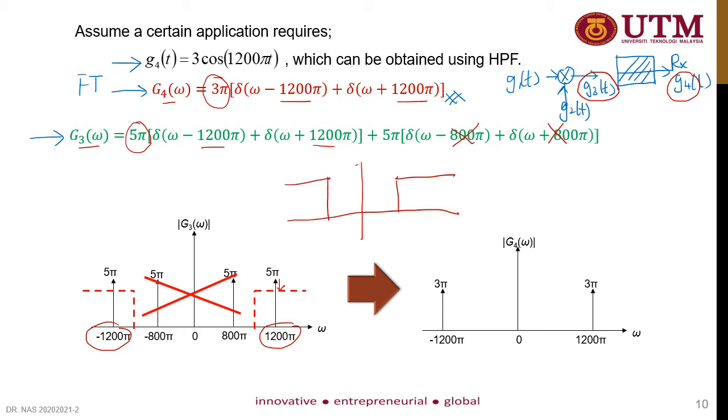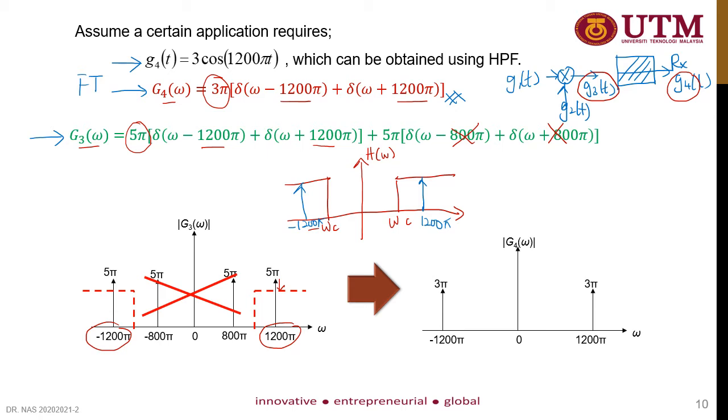Okay, the filter is usually given the notation H(omega). Okay, and this is negative omega c, and here is omega c. So the frequency required is only at negative 1200 pi and positive 1200 pi.